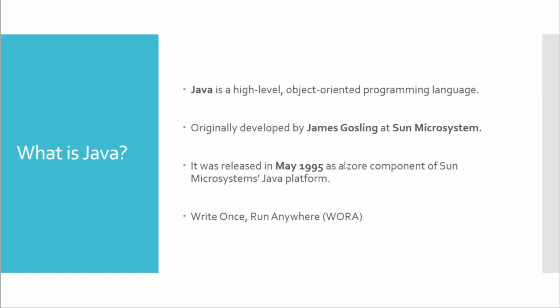We'll visit the Oracle site later for downloads. Java was released in May of 1995 as a core component of Sun Microsystems' Java platform with the motto, "write once, run anywhere." So you only write one Java code and it can run across different platforms, maybe in your phone, your PC, your Mac, etc.